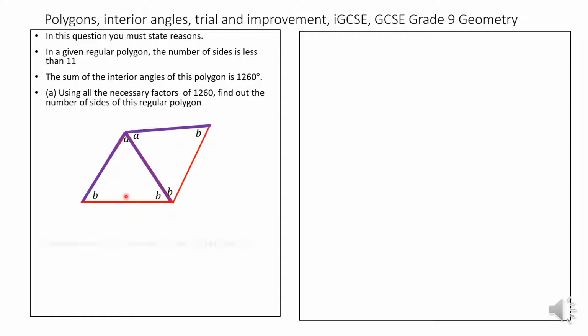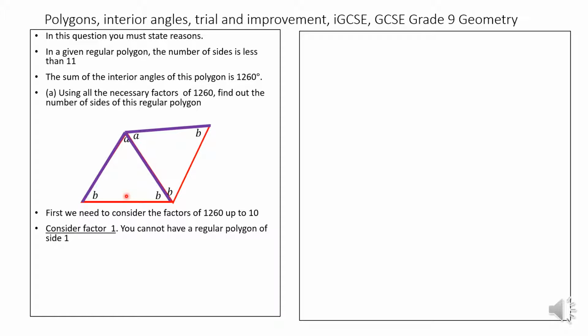Right, now moving on from there, we're going to look at factors from 1 to 10 as suggested to us in the question. And the first factor is going to be 1. So if you consider 1, we cannot have a polygon with only one side. And secondly, if you consider factor 2, similarly, we cannot have a closed polygon with just two sides. So the same argument applies.